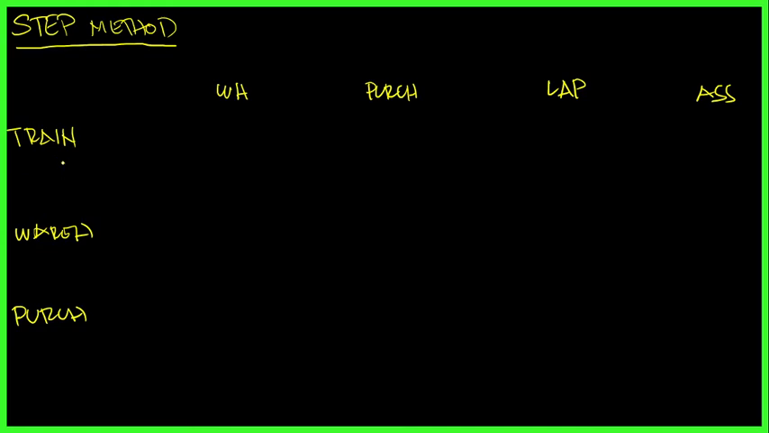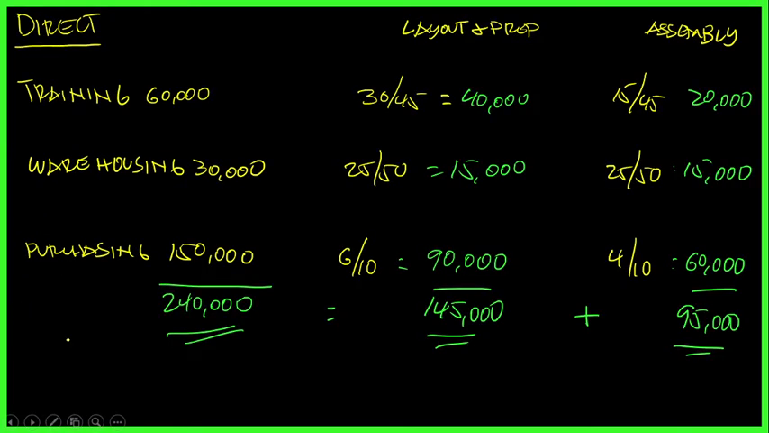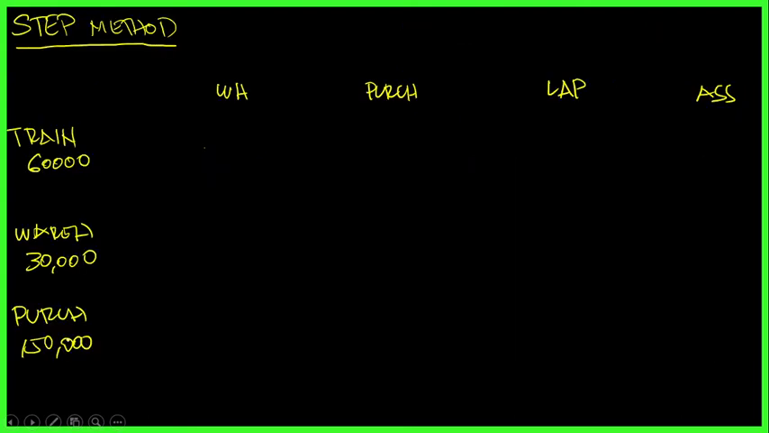Alright. Let's talk about the cost. The cost for this one is 60,000. Yes, it's 60,000. Then you have 30,000. And here you have 150. I think it's 150. So, 150. That is what we are going to allocate now.